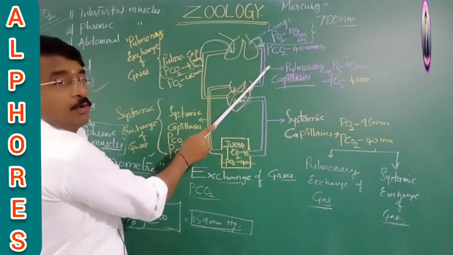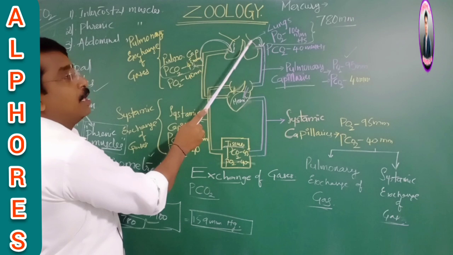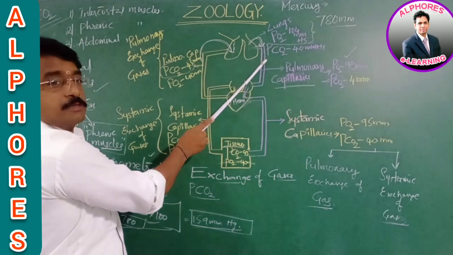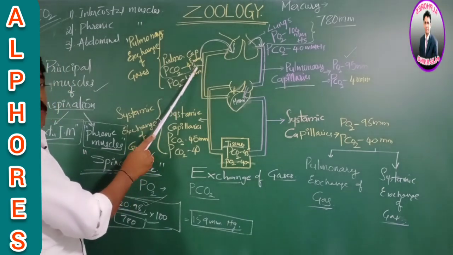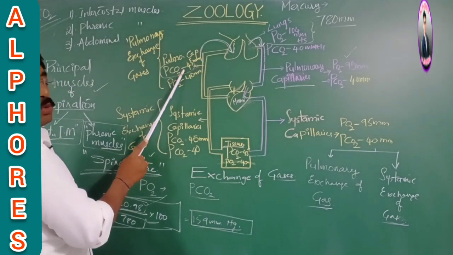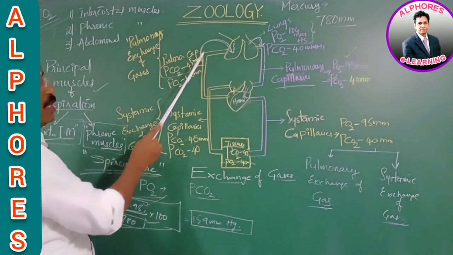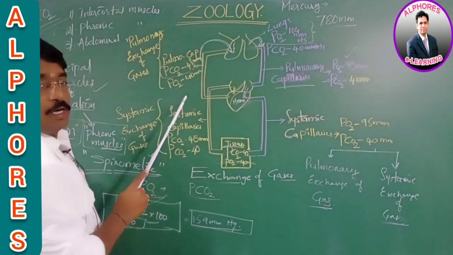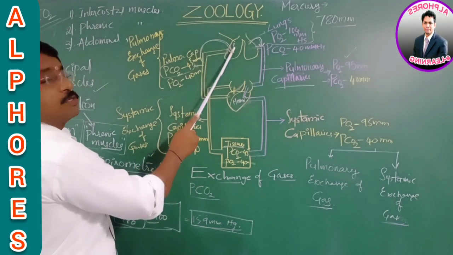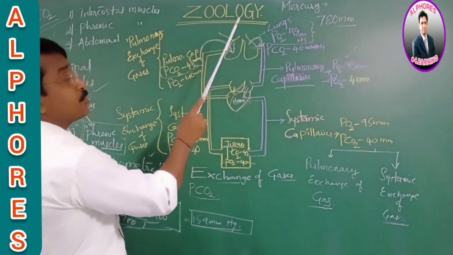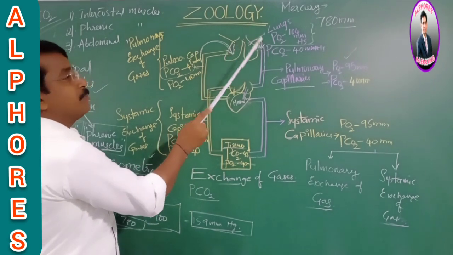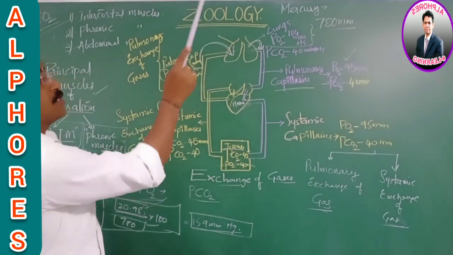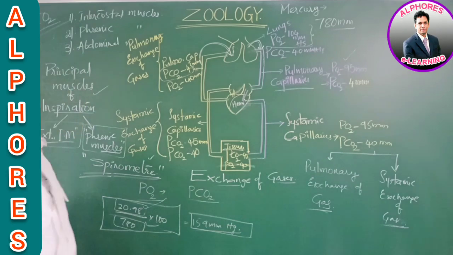So oxygen diffuses from alveoli of lungs into the pulmonary capillaries. In the same way, for the exchange of CO2, the partial pressure PCO2 is 45 mmHg here and 40 mmHg here. So the diffusion is due to the difference. This exchange of gases, oxygen and carbon dioxide, between lungs and pulmonary capillary is what we name the pulmonary exchange of gas.